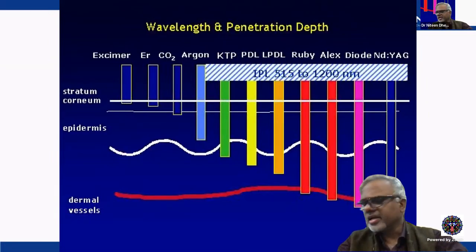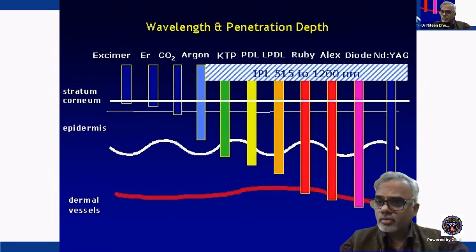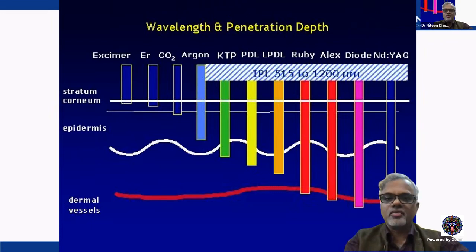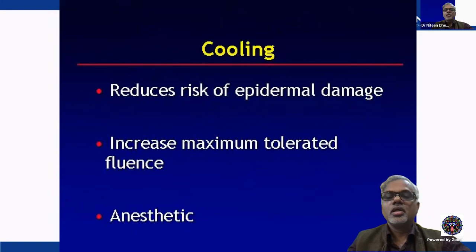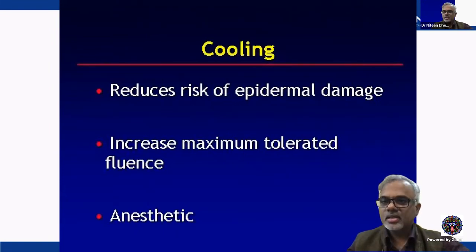I want to design a laser machine. I need to choose a target first. I want to kill the hair follicle, or the tattoo, or the blood vessels. Then I choose a wavelength that goes to enough depth to reach my target. Then the cooling will protect the upper epidermis.